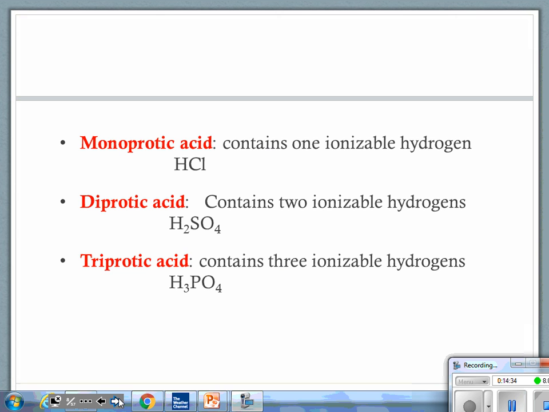Diprotic. Okay, what do you think that is? Two hydrogens. So for the diprotic acid, the example is sulfuric acid, H2SO4. Triprotic has three hydrogens, H3PO4. Now, going way back in our learning, what determines whether we have one hydrogen, two hydrogens, or three hydrogens?